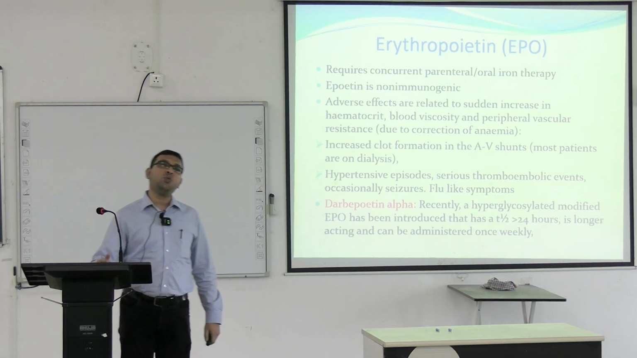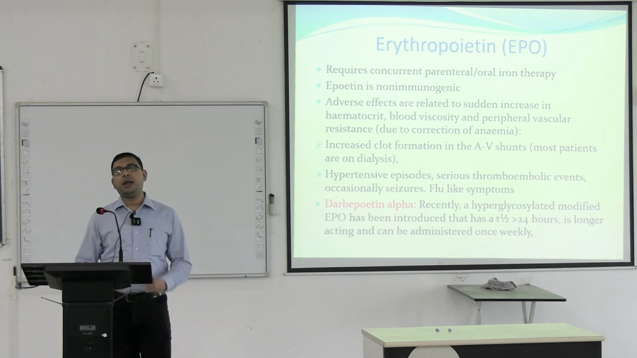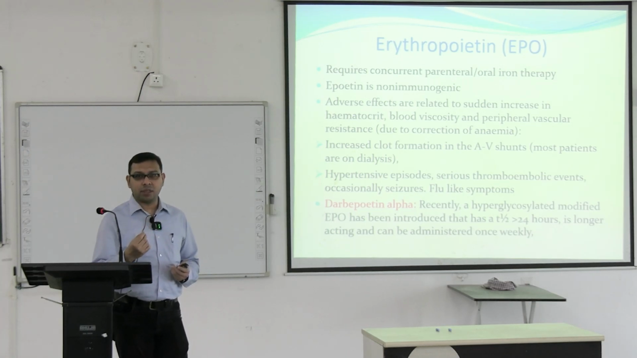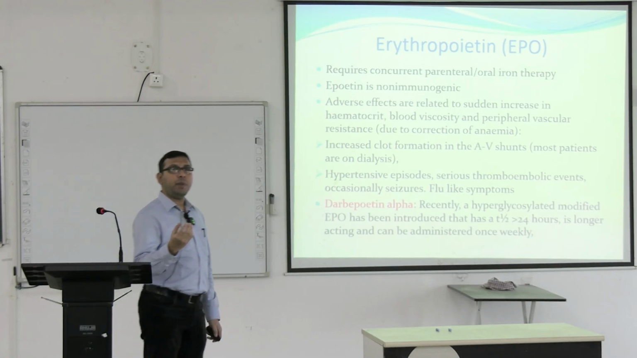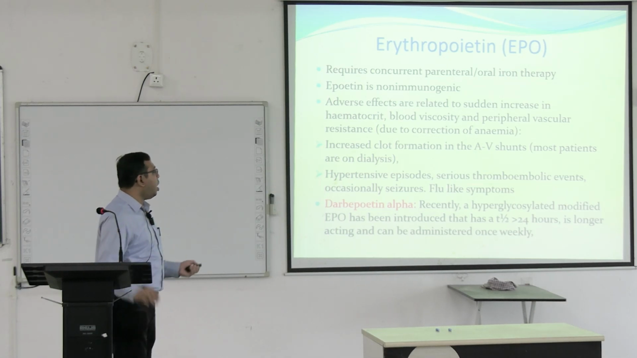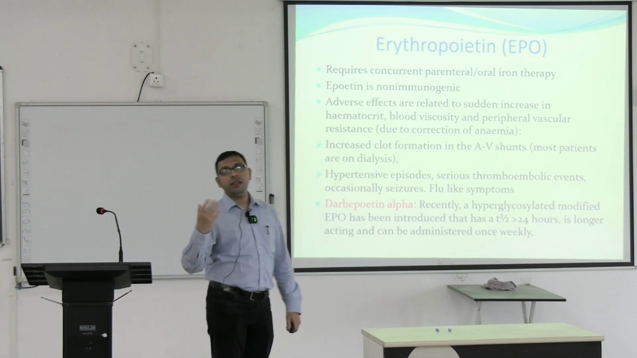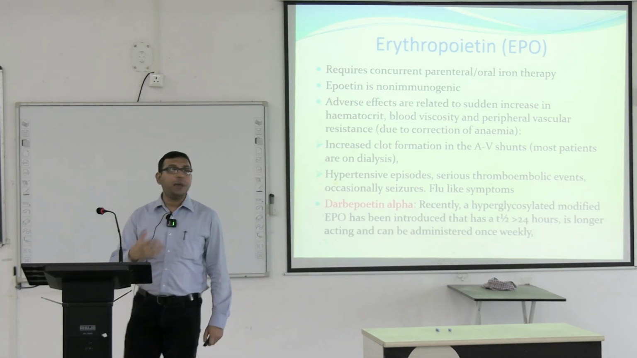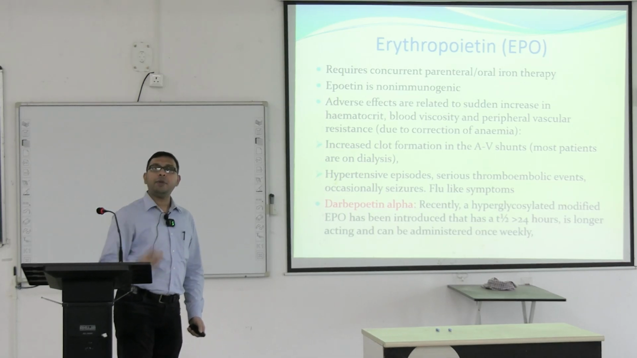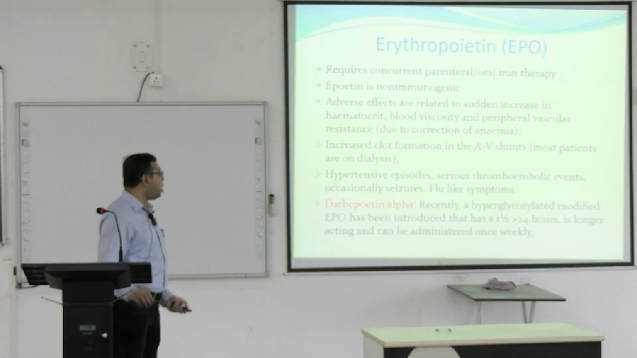Those patients with end stage renal disease, ESRD, whose kidneys cannot function and who need dialysis, need AV shunts formed, and these AV shunts may be blocked when we are using erythropoietin. These are the problems, but we have to use it. Hypertensive episodes may happen because this is an erythropoietic factor and blood viscosity is increased. There may be serious thromboembolic events. Increased blood viscosity means there may be clot formation, and occasionally seizures and flu-like symptoms can happen.